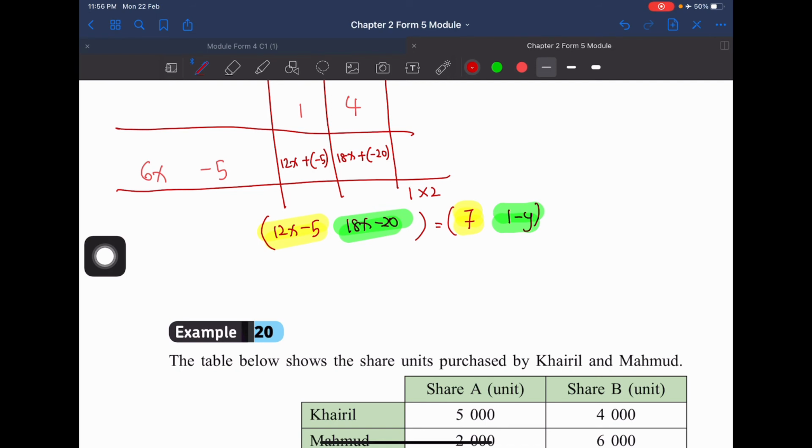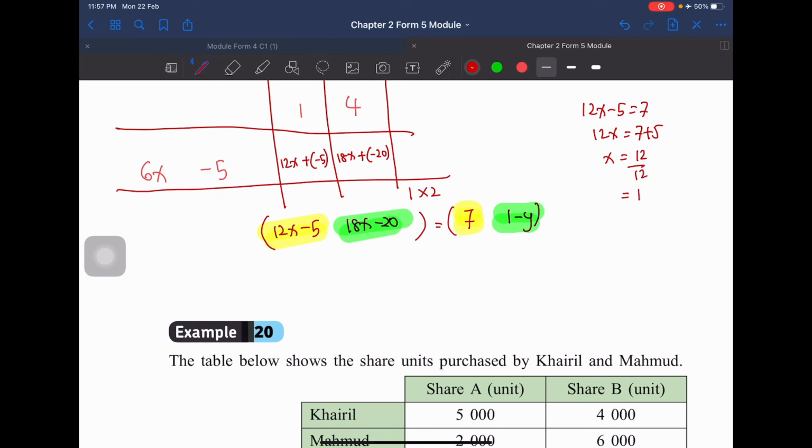Okay, so yellow part, you have 12x minus 5 equals 7. 12x equals 7 plus 5. So x is equal to 7 plus 5 is 12, divided by 12. So x is equal to 1.